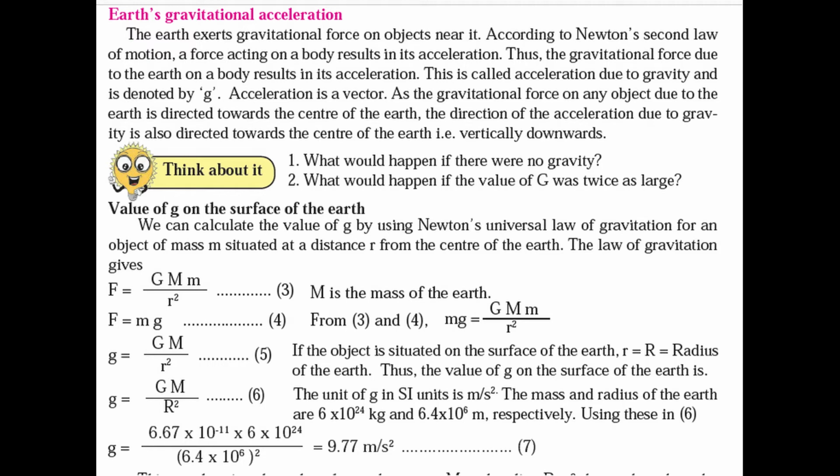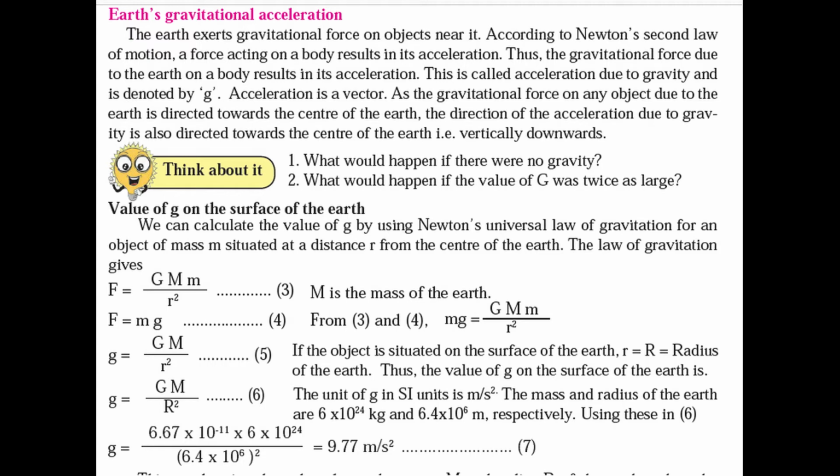What would happen if the value of gravitation was twice as large? Now, if the gravity were twice as strong, the bodies possessing the same mass will weigh twice as much and they will all collapse.